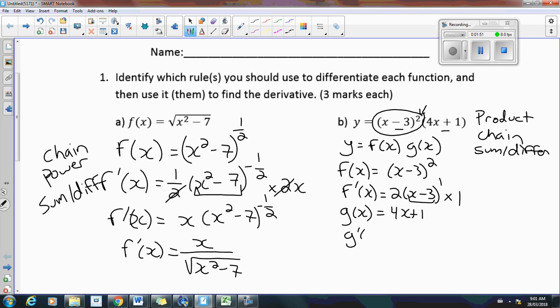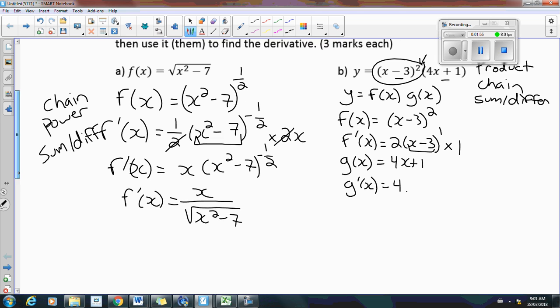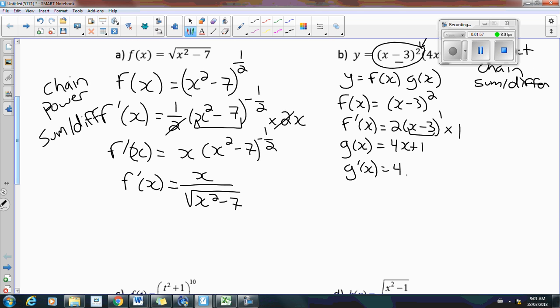G prime is 4. So now we're going to go to the product rule, which tells us we go f prime times g. So 2(x minus 3) times g, plus g prime times f. Don't forget this is (x minus 3) squared.